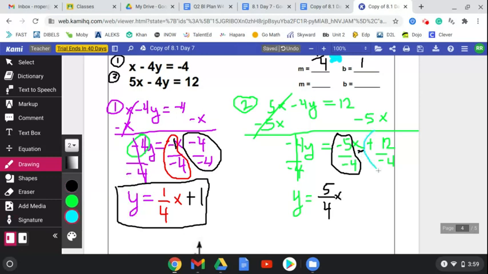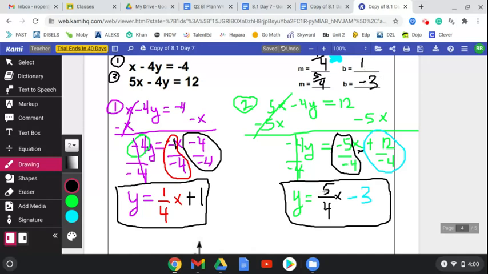Okay, then right here you have 12 over negative 4. What's 12 over negative 4? 12 over negative 4 would be negative 3. Okay, so this is my equation in slope-intercept form. That means m is 5/4 and b is negative 3.